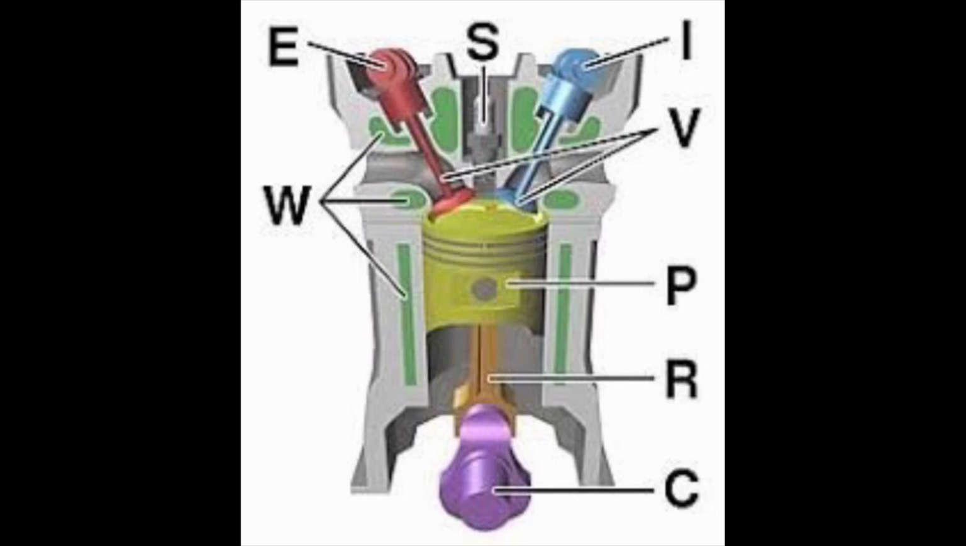One very important part that is not included in this image is the fuel injector, which sprays a mist of gasoline into the air that enters the cylinder through the intake valve. Finally, the part labeled S is the spark plug, which ignites the mixture of air and fuel, thus creating a short, controlled explosion.